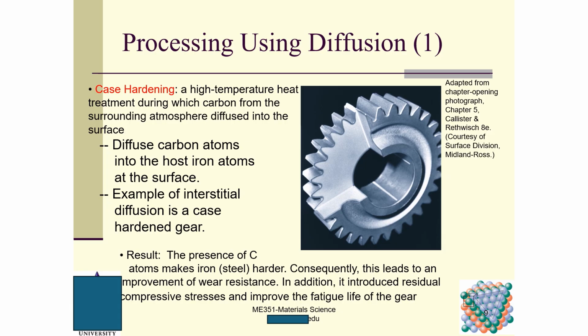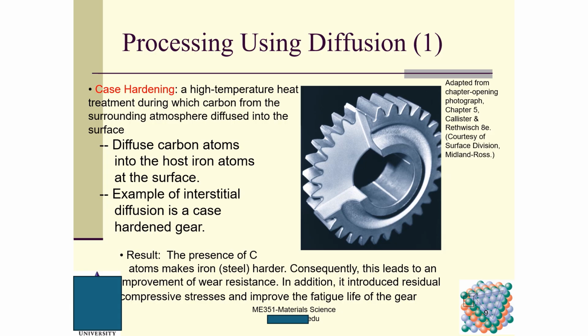Case hardening, as the name suggests, is a case. We have a case here, and we harden this material by some means. What is this approach? It is a high temperature heat treatment during which carbon from the surrounding atmosphere diffuses into the surface. So we diffuse carbon atoms into the host iron atoms at the surface. Right? An example of interstitial diffusion is a case hardened gear. So this is a case hardened gear.